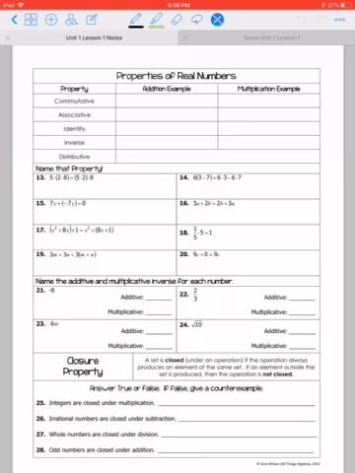Okay, so now we're on properties of real numbers. Hopefully you remember these. Commutative is really an order property. So if we're talking about addition, it's A plus B is the same as B plus A. Multiplication would be AB, or A times B, equals BA, or B times A.